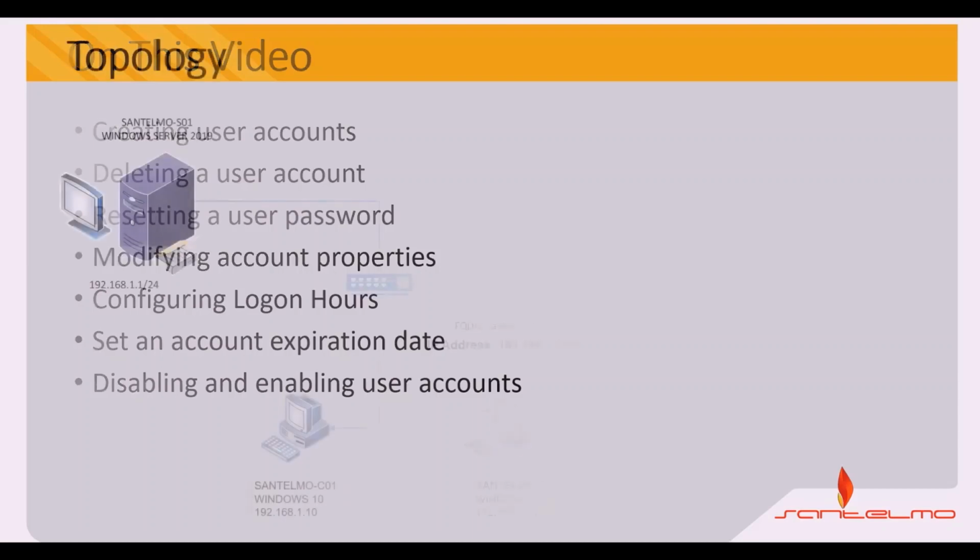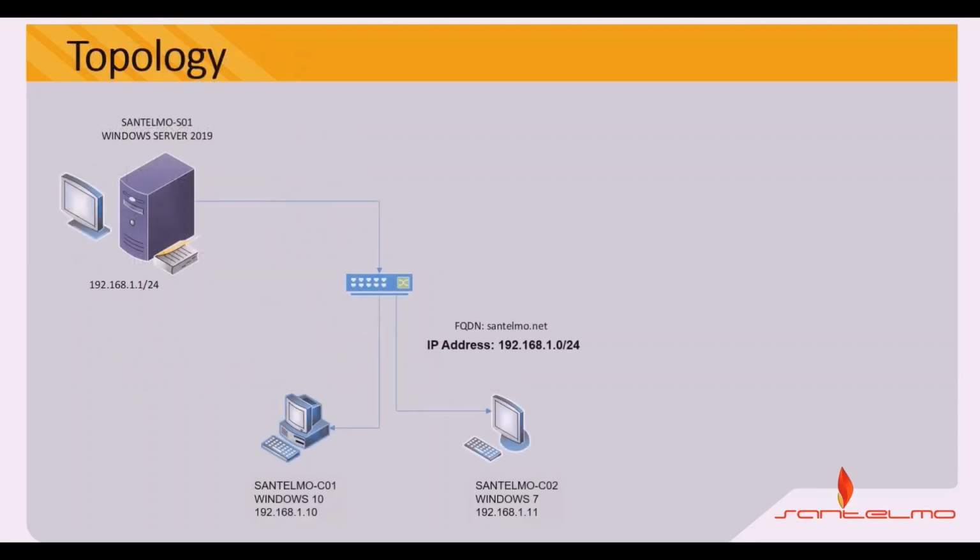Again, on this video we will still be using this topology of ours. You've got your server, Windows Server 2019, at 192.168.1.1, and these are connected to a common network, which is 192.168.1.0/24. You've got your Windows 10 and Windows 7 clients here. Again, the assumption is these clients have successfully connected and joined to the domain. So let's start with a demonstration.